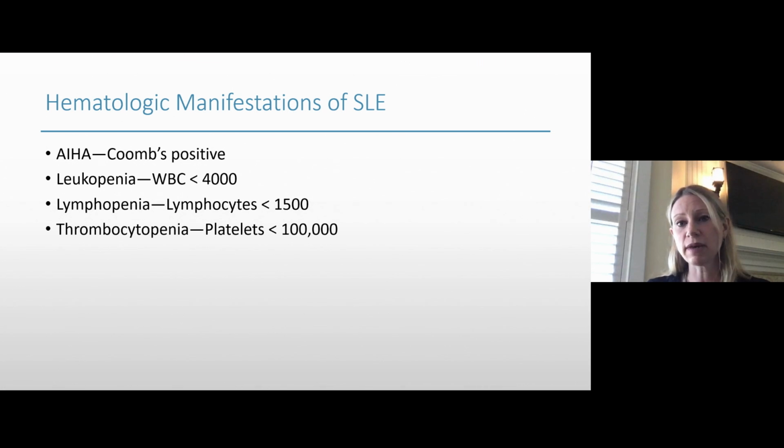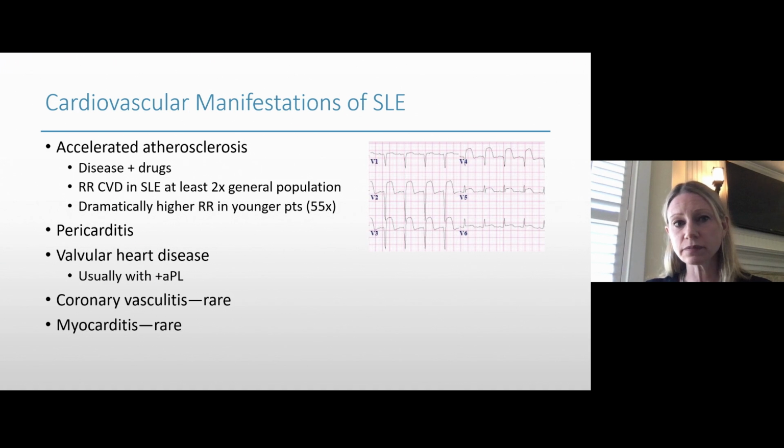So hematologic manifestations include autoimmune hemolytic anemia, so Coombs positive hemolytic anemia, leukopenia, which is common, particularly with a white cell count of less than 4,000, and lymphopenia is the most common development in terms of leukopenia. The lymphopenia develops when the lymphocyte count is less than 1,500, and then thrombocytopenia.